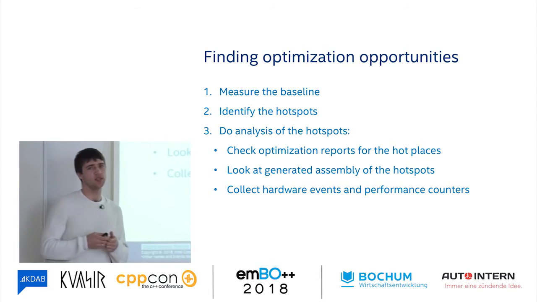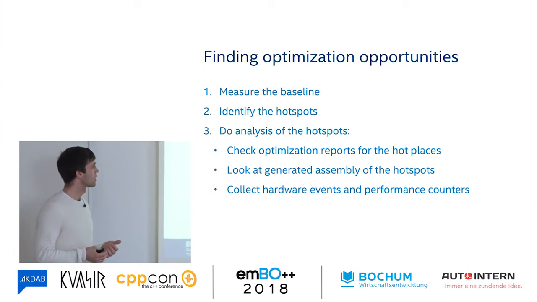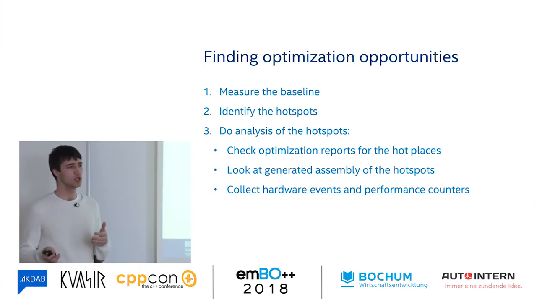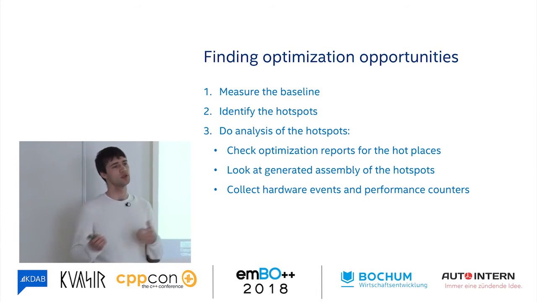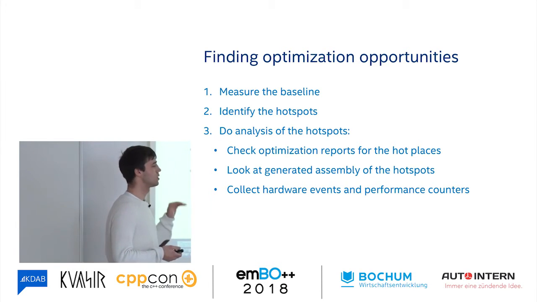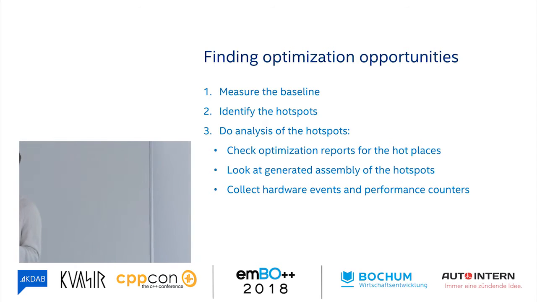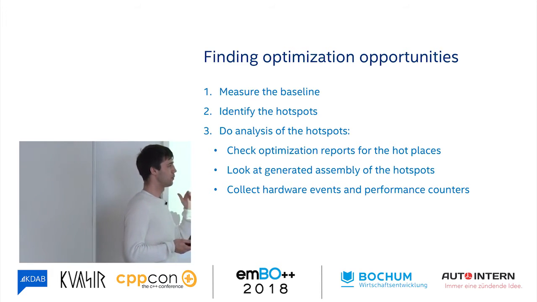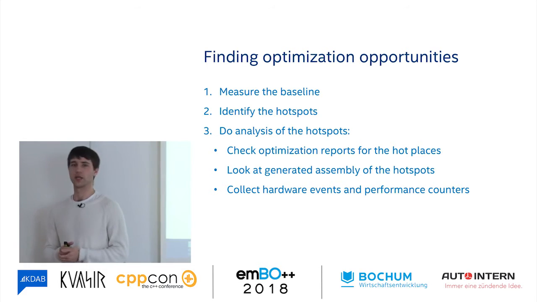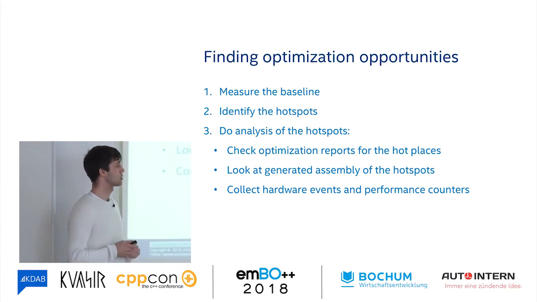And if that also does not give you any clue about what's going on, so you don't know why it performs so badly or how to optimize it, you can collect the hardware events and performance counters. So what do I mean by hardware events? Well, hardware events are branch misprediction, L1 data cache miss, instructions retired. I will also have an example of how you can collect the performance counters.